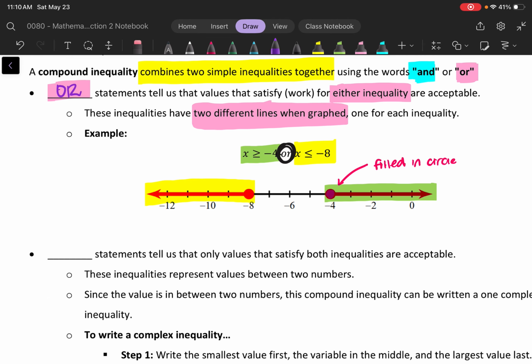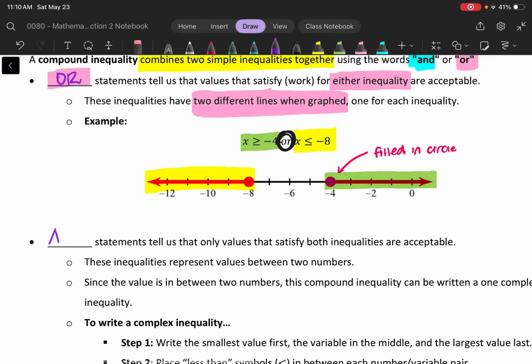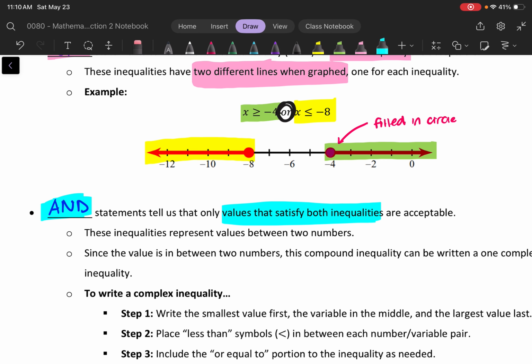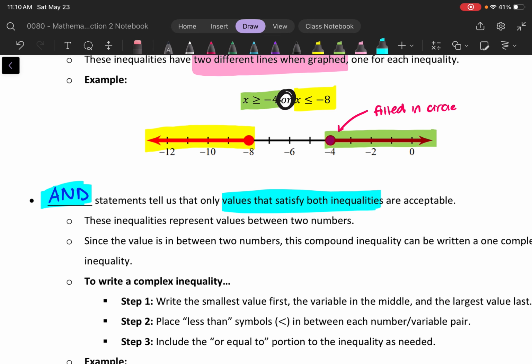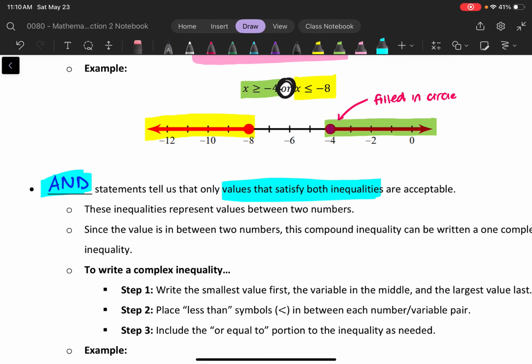Now, the other type of compound inequality is an and statement. So an and statement tells us that values must satisfy or work for both inequalities. It's not one or the other, it's both. Typically, these inequalities represent values between two numbers. So I'm not looking for two inequalities that go in opposite directions. I'm looking for inequalities that go towards each other. So I could look for answers that are between those two given endpoints.